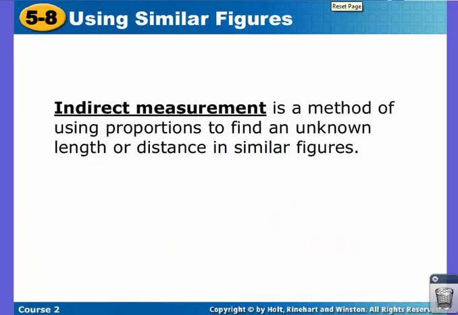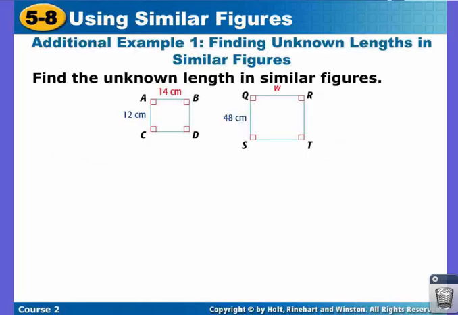So our objective today is to be able to look at 2 similar figures and set up a proportion to find the unknown measurement. Here's our first problem. It says find the unknown length in the similar figures. We know that rectangle ABDC is similar to QRTS, so it meets those 4 conditions. The main one that we're looking for is corresponding parts are proportional. That means I can look for a pair of corresponding parts that I know the information about.